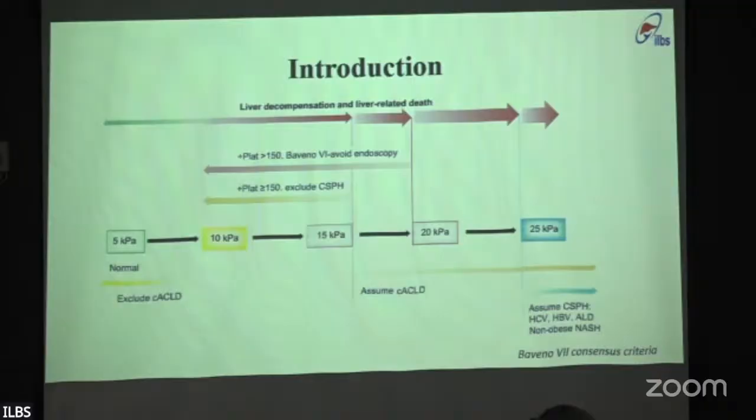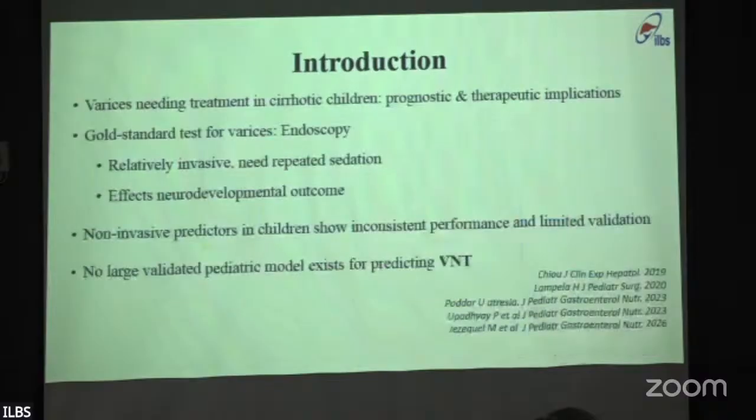Coming to the introduction, as we all know, according to the Baveno 7 criteria, non-invasive markers are being used frequently, especially the use of platelet count and liver stiffness, as well as splenic stiffness, to rule in as well as rule out varices and decide the need of endoscopy in a significant proportion of patients.